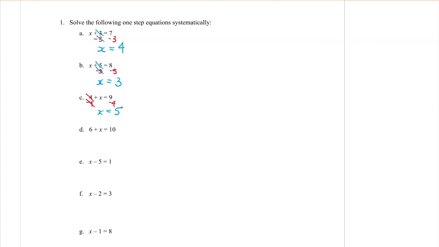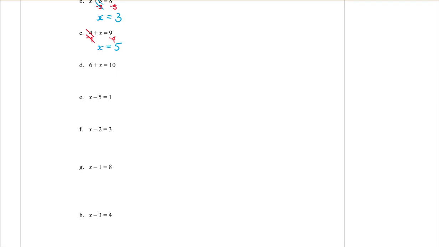D. 6 plus x is equal to 10. So again, they're in switched positions. So this is a positive 6. I need to subtract it. So underneath, keeping it balanced, minus 6 from that side, minus 6 from that side. It means that the 6's will cancel off on the left. x is the only thing on the left-hand side of the equation now. And 10 take away 6 makes 4.